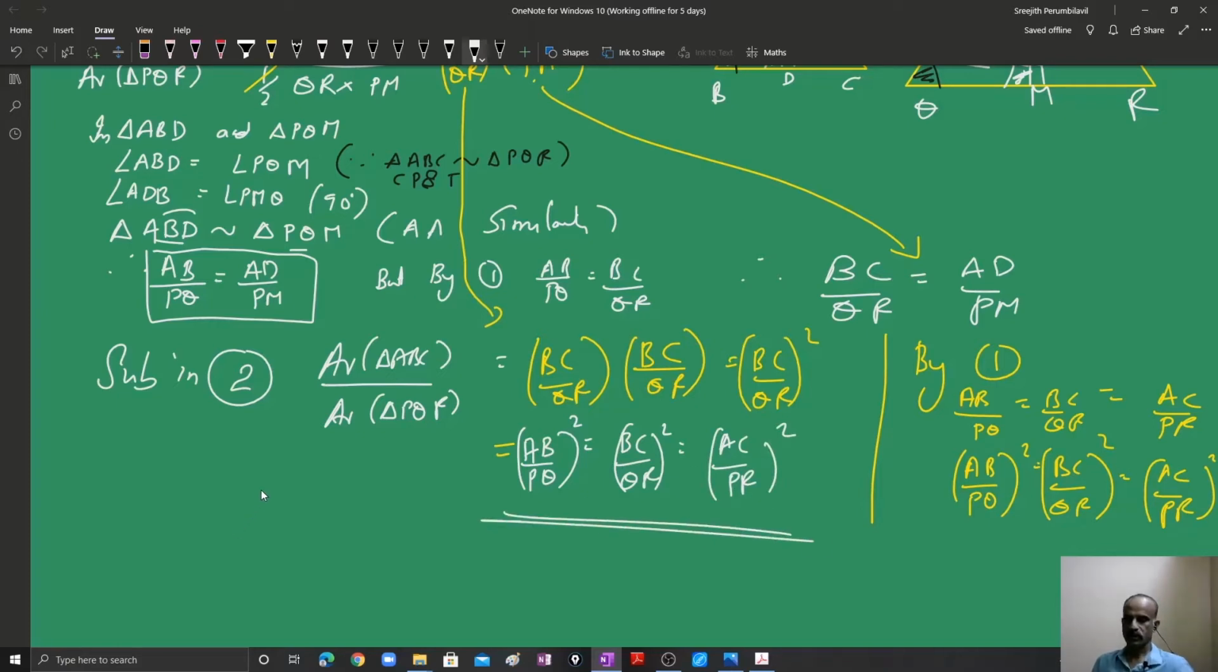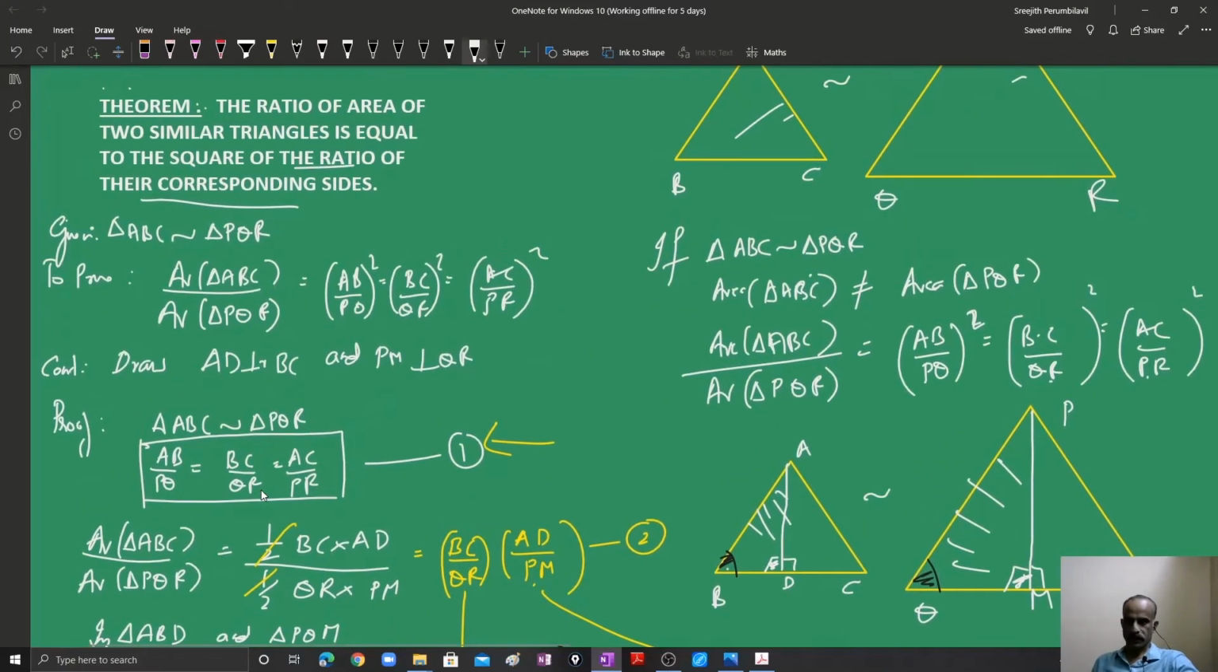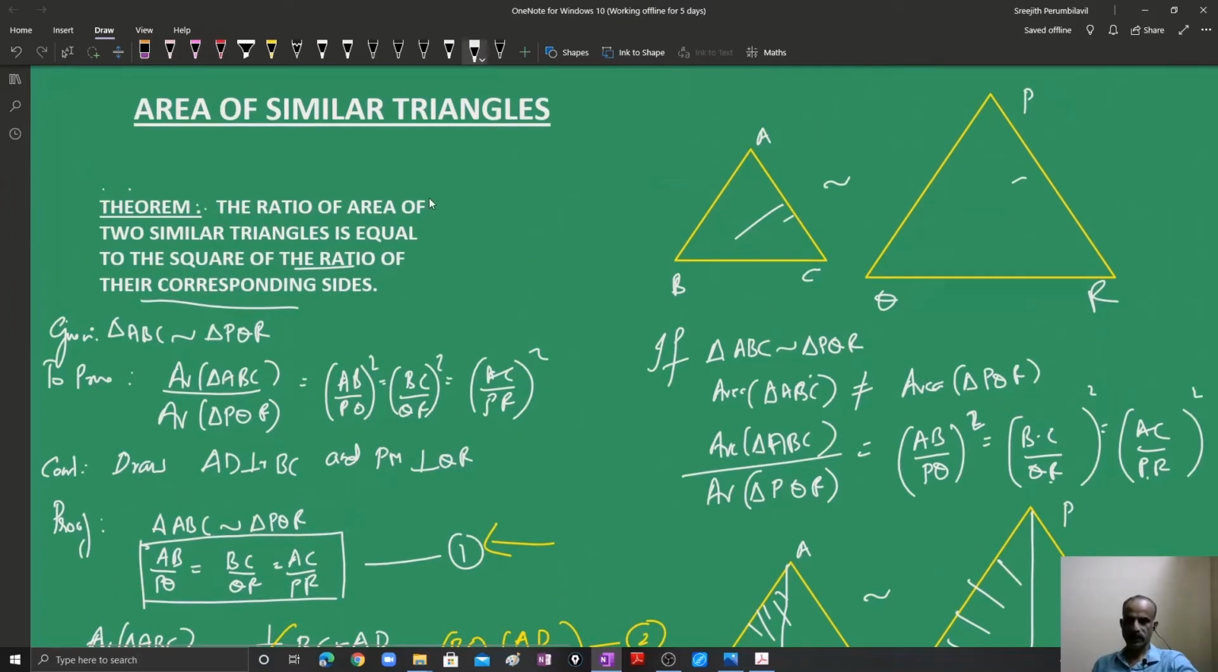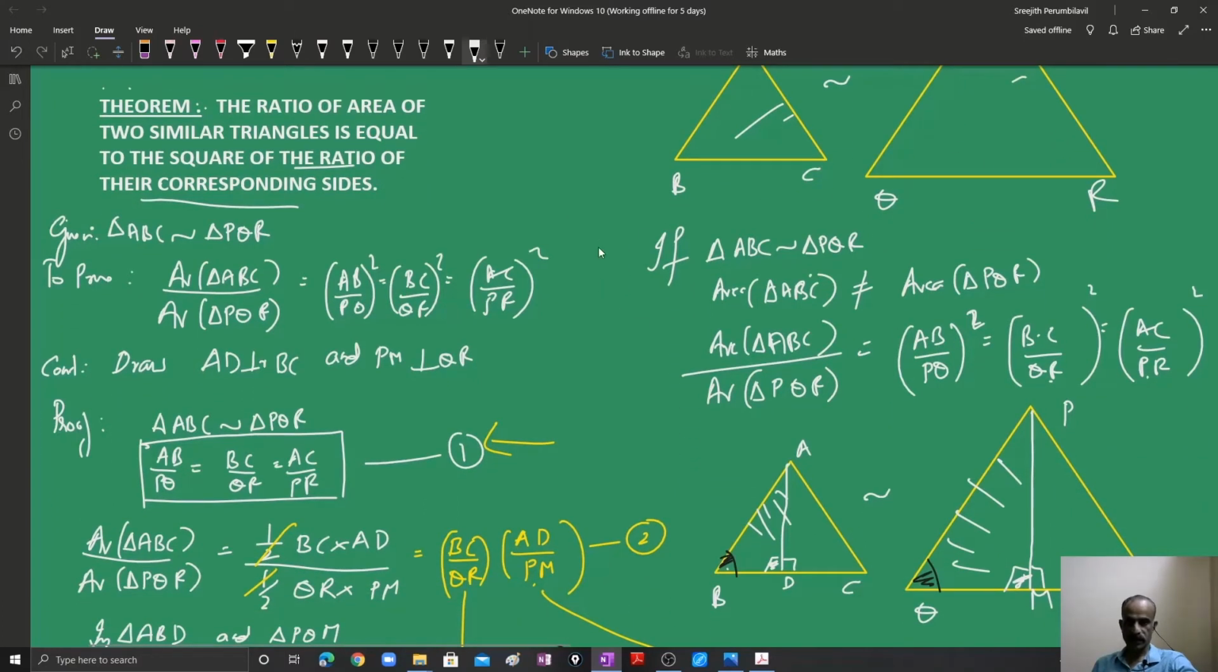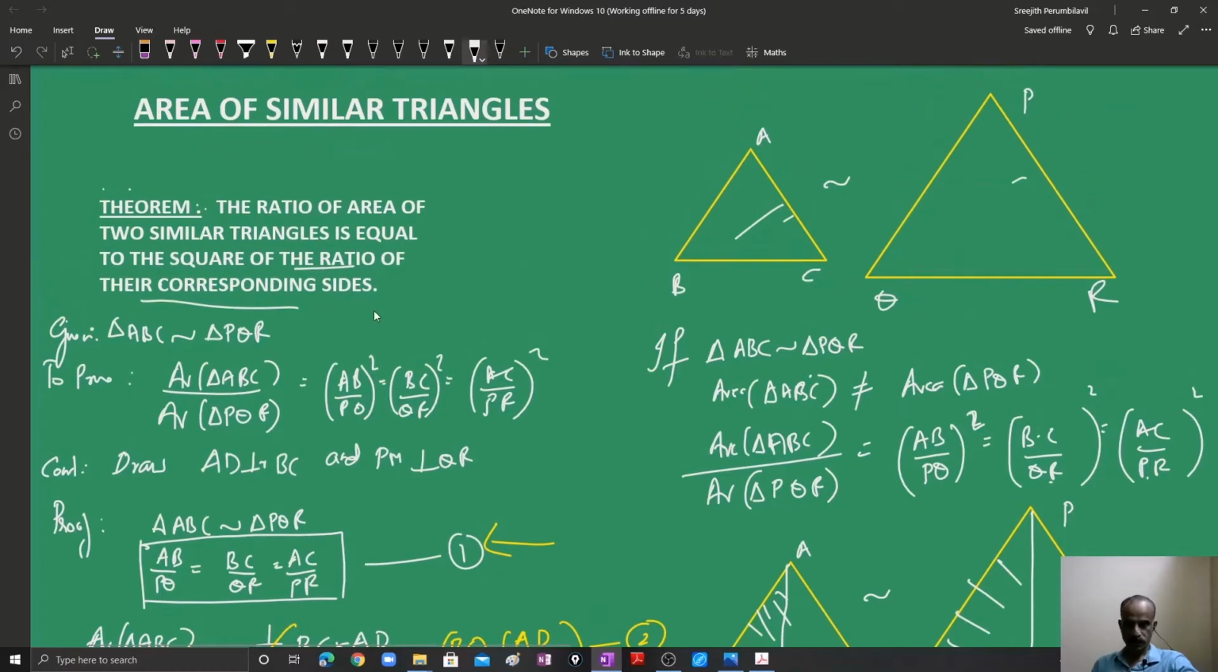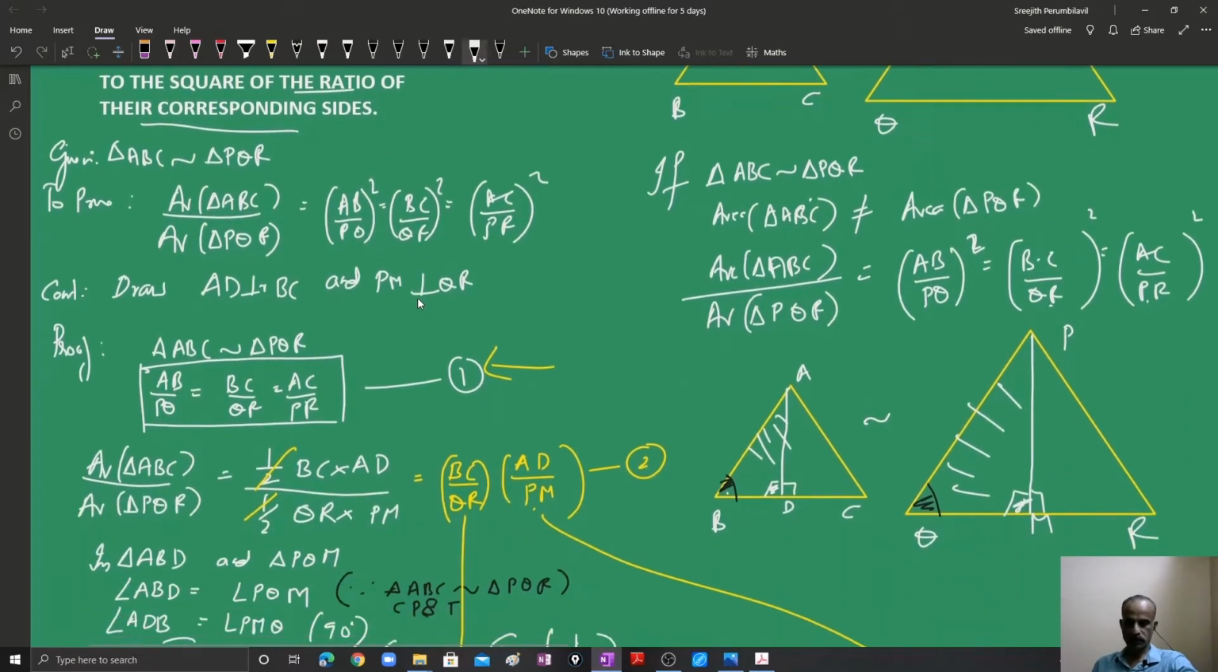This is what we have to prove. Repeat the whole thing: if two triangles are similar, the ratio of their areas is not equal to the ratio of their sides, but equal to the square of the ratio of their corresponding sides.